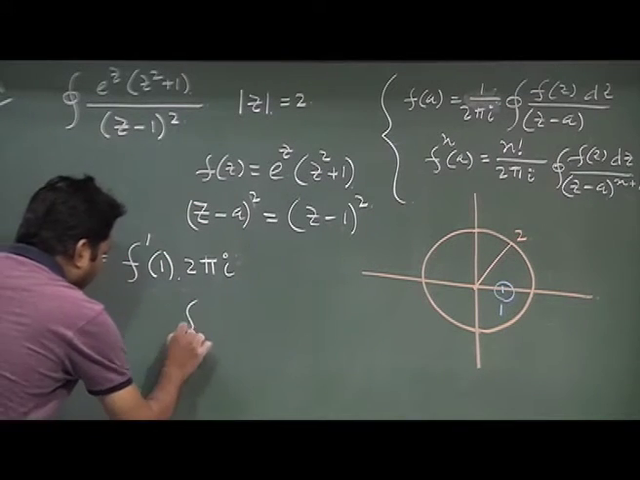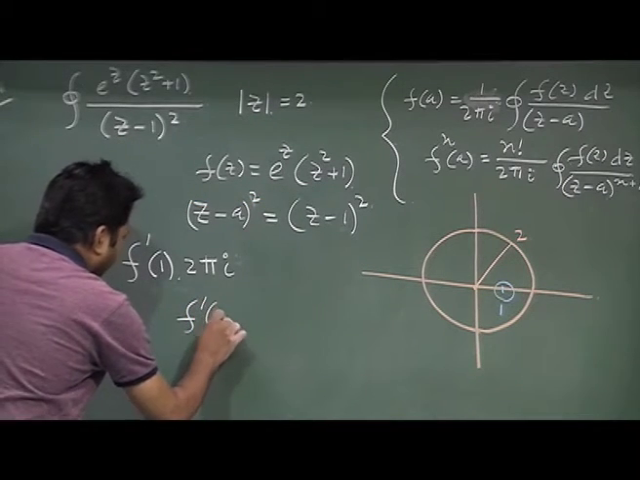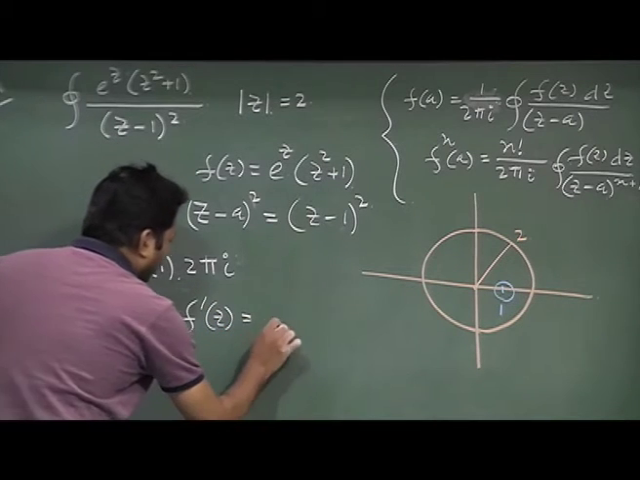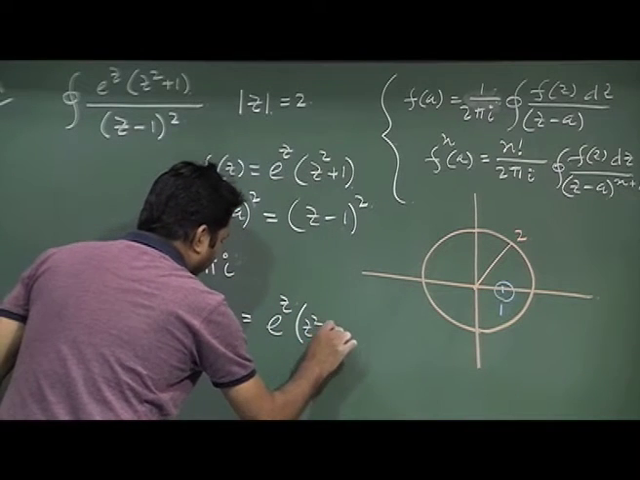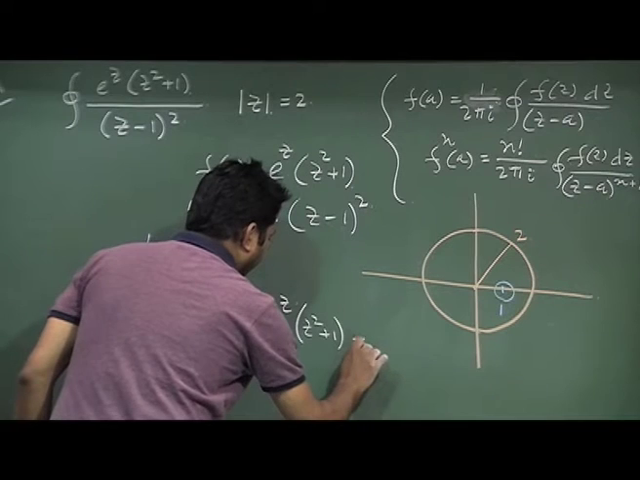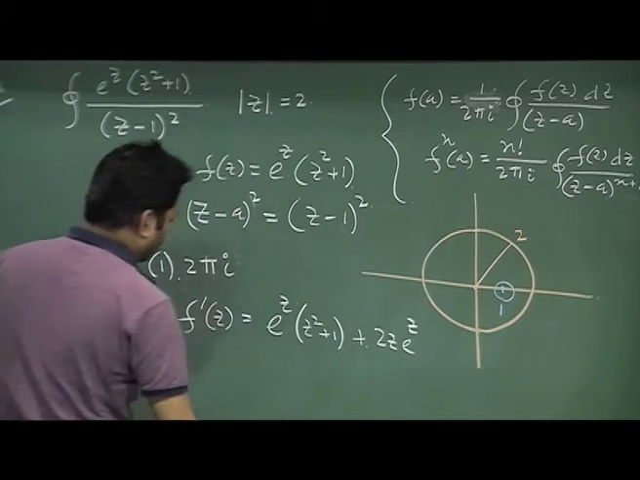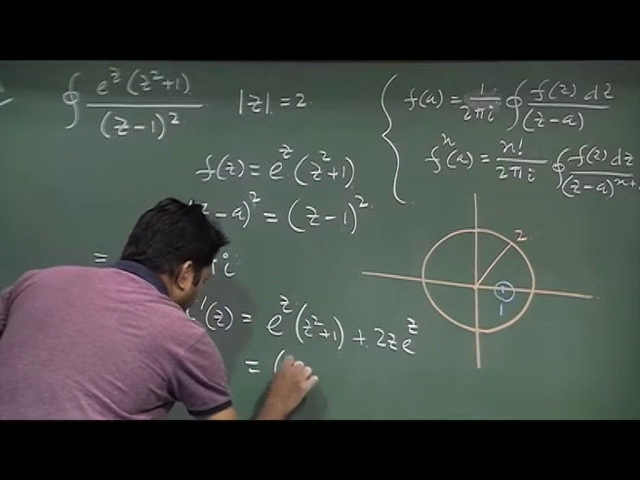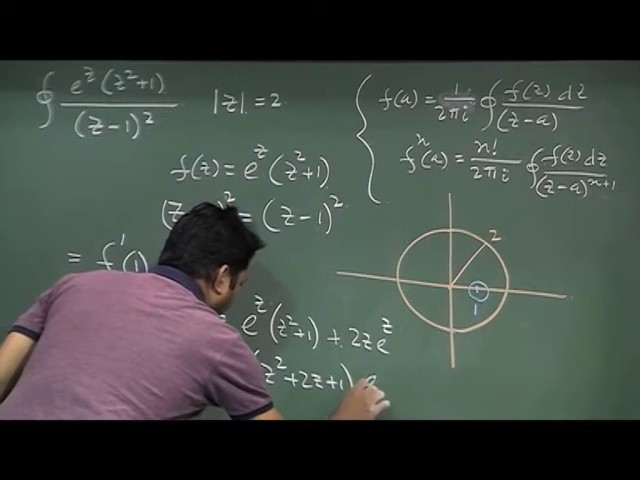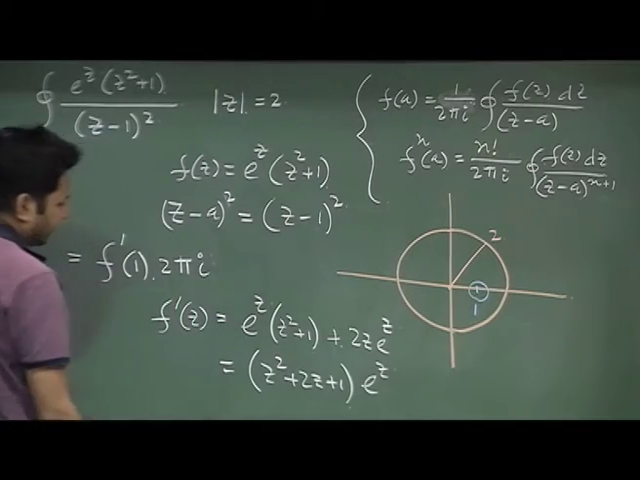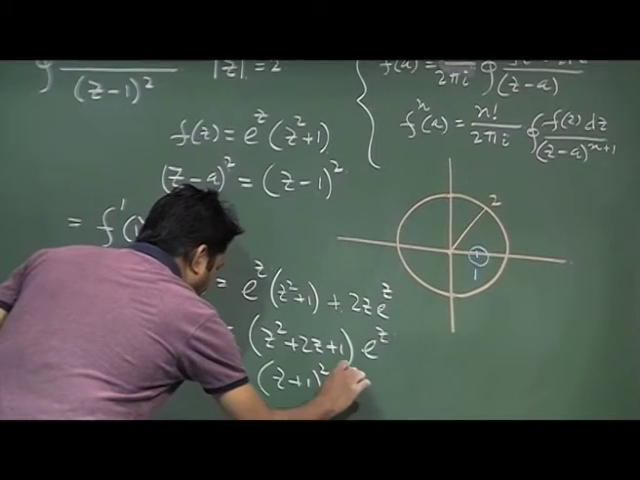So, what is the value? The function f(z) is already found: it will be e to the power z square plus 1. So, the derivative is e to the power z times (2z) plus 2z e to the power of z. If I take e to the power z common, then (z square plus 2z plus 1) e to the power z, or it seems to be (z plus 1) whole square e to the power of z.